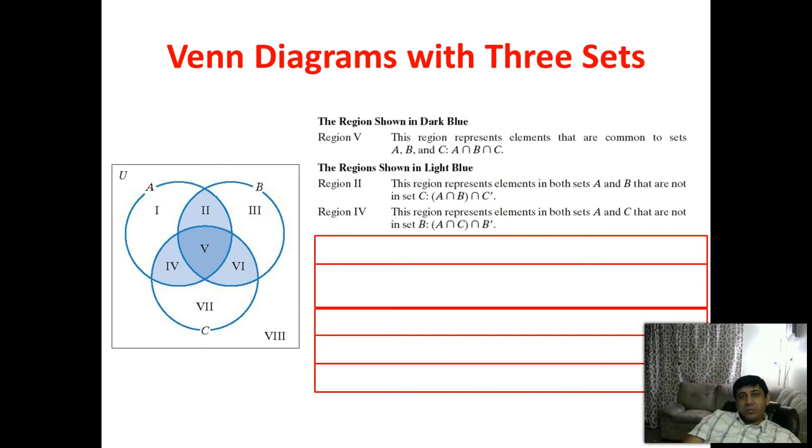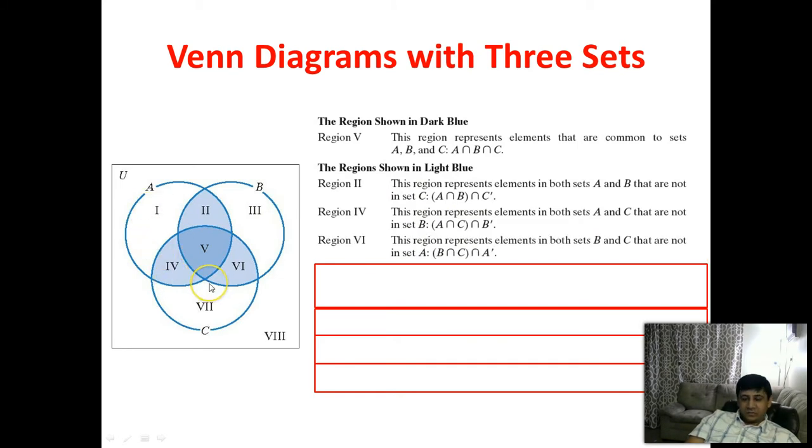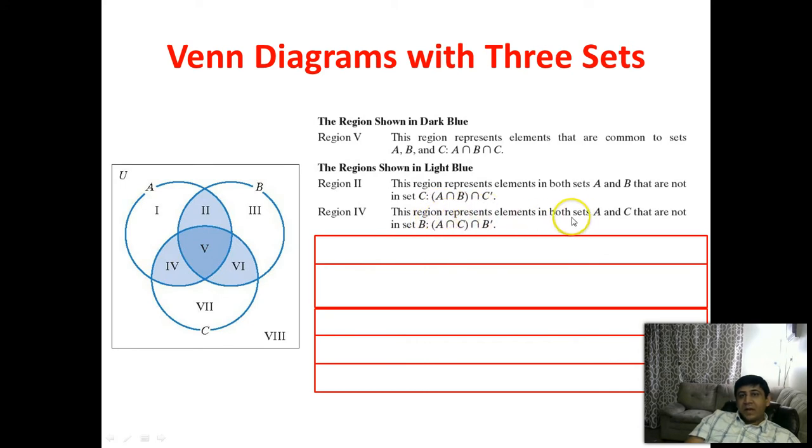Moving on, let's look at region 4 here. It is the same story with sets A and C. This region represents elements both in set A and C but not in B. So it will be A intersection C intersection B complement.